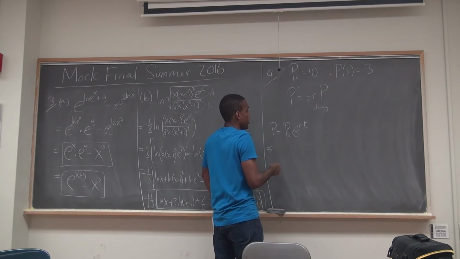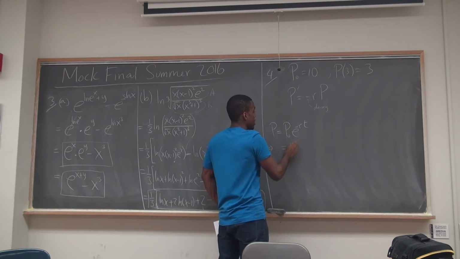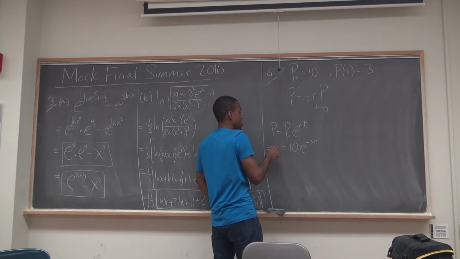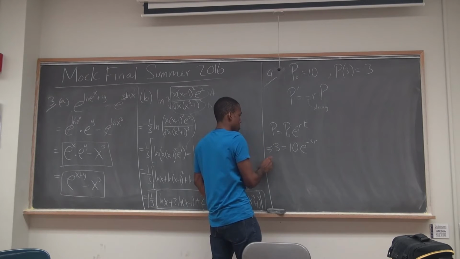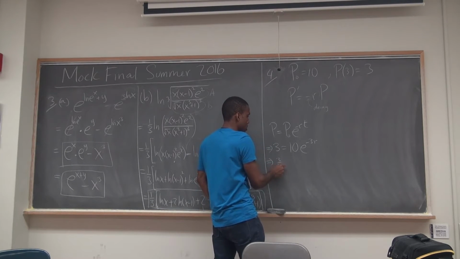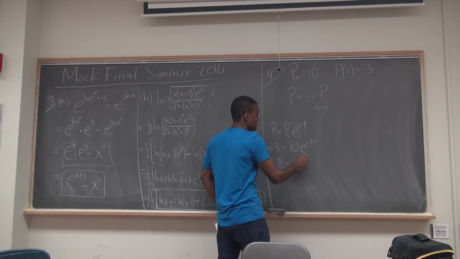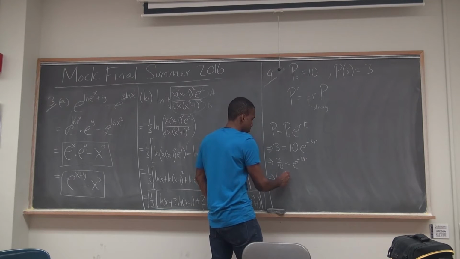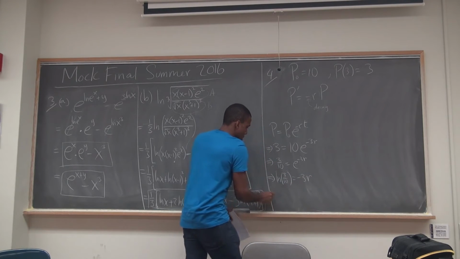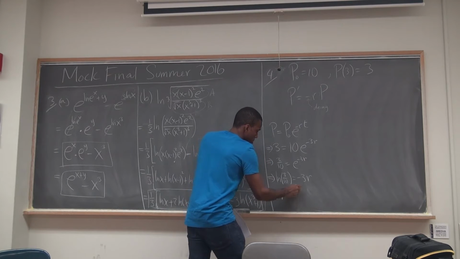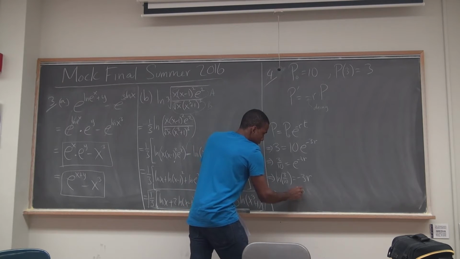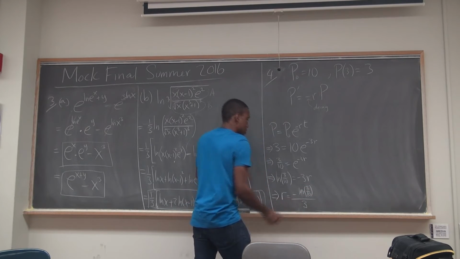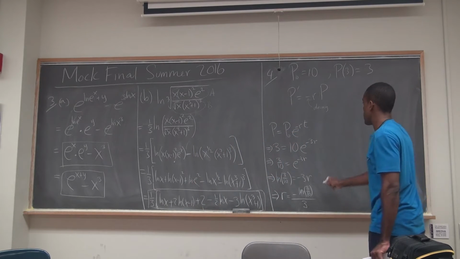I'm going to just plug in values. So P naught I know is 10. And I know that when time is 3, my remainder is 3. So this gives me 3 over 10 equals e to the minus 3r. How do I solve for r? ln. Take ln of both sides. This means your r is equal to minus ln of 3 over 10, divided by 3. And so you plug that in.